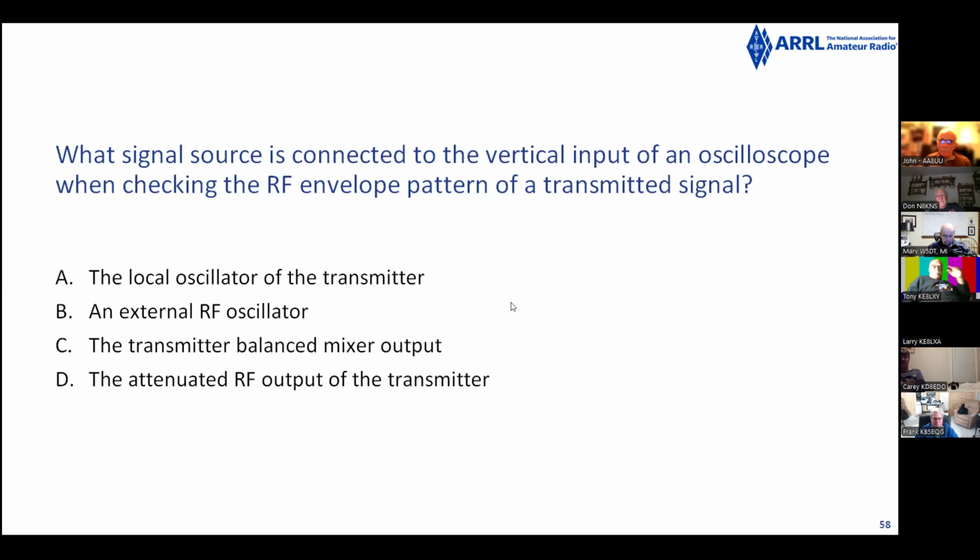It should have an RF in the answer. Yeah, the answer is delta on that one. You want to see the output of the transmitter. And to look at it, you have to attenuate it because you don't want to put 100 watts into your oscilloscope.